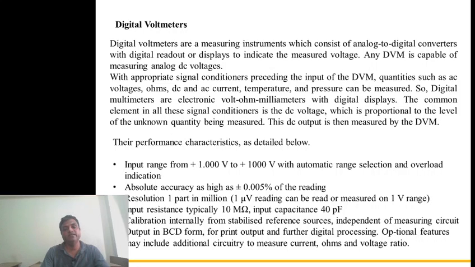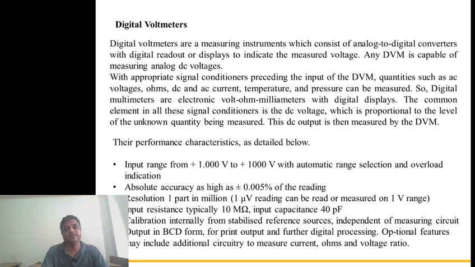Accuracy is as high as 0.005% of the reading. Then, resolution is 1 part in a million. It means a 1 microvolt reading can be read or measured on the 1 volt range. Quite high resolution we are able to achieve in a digital voltmeter. Then the input resistance is typically 10 mega ohm. High input impedance is required for any measurement. The input resistance offered by this device is around 10 mega ohm and the capacitance is 40 picofarad.